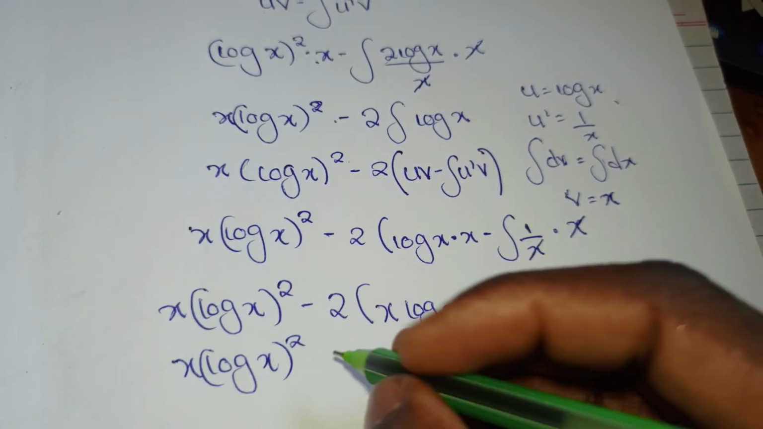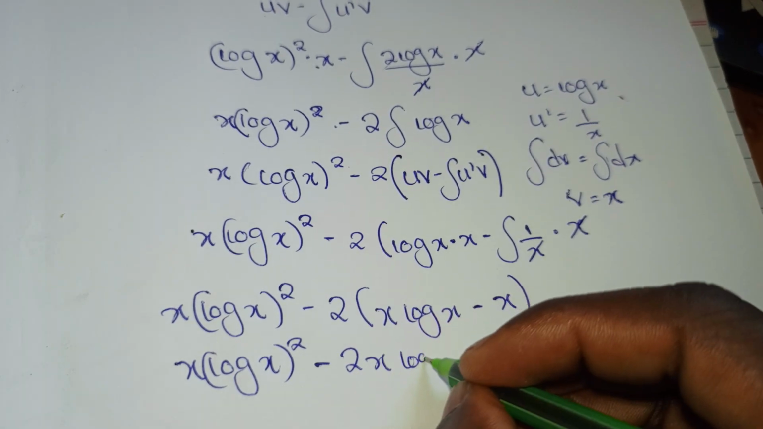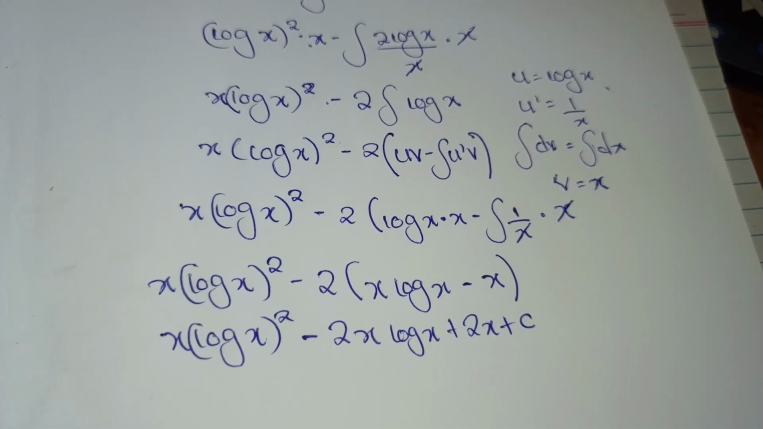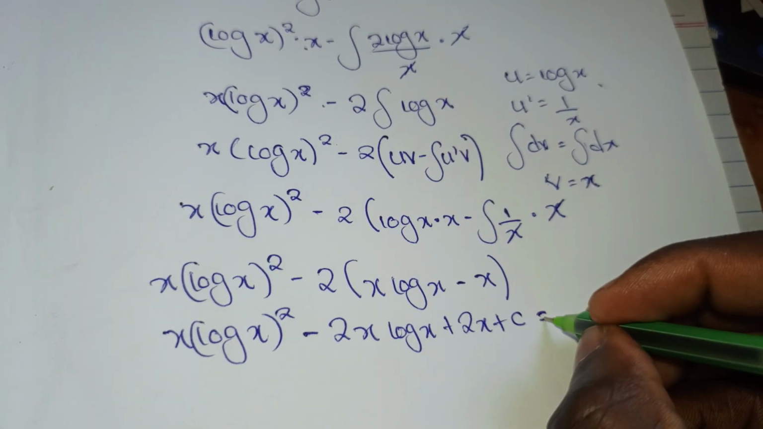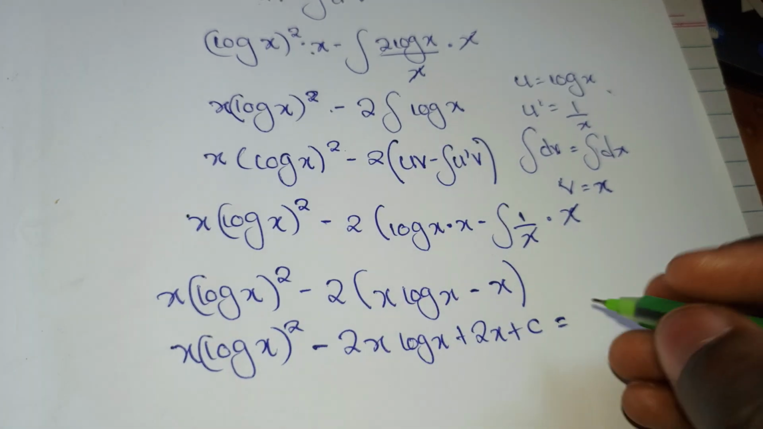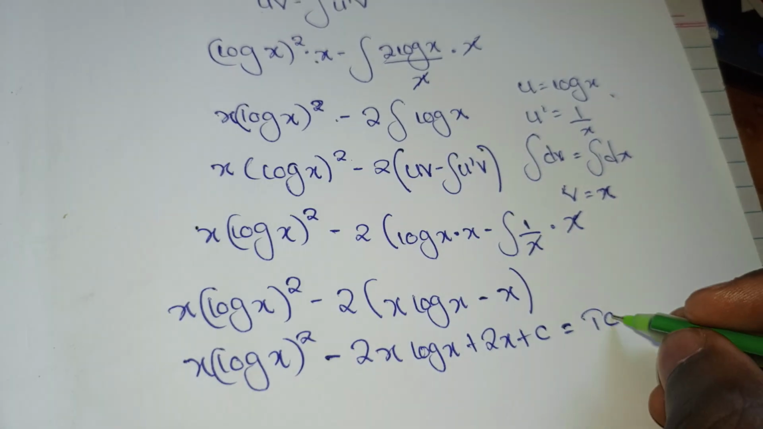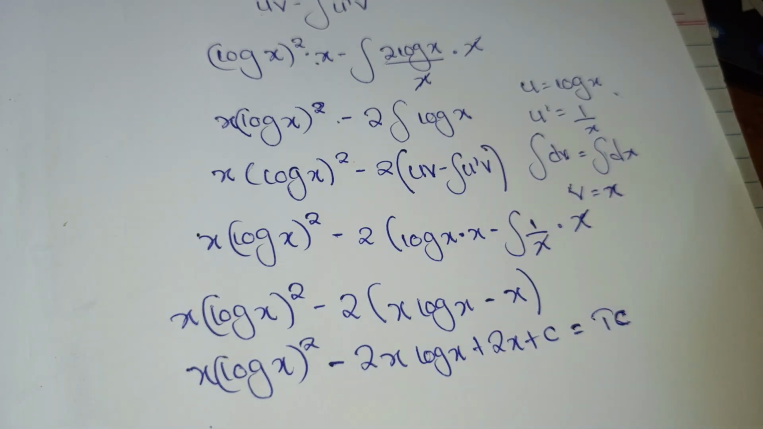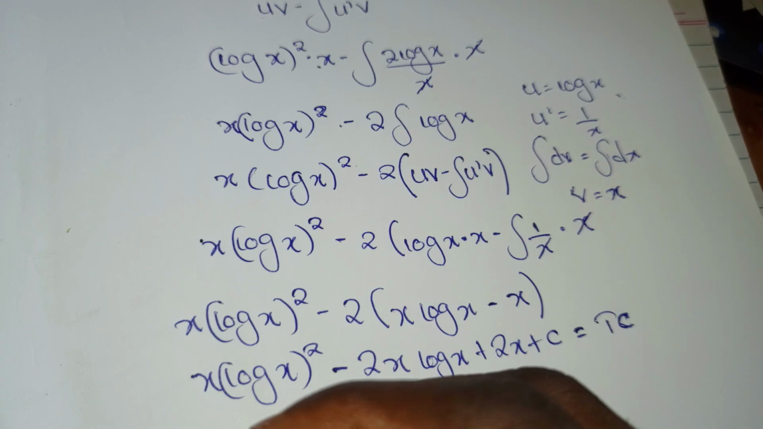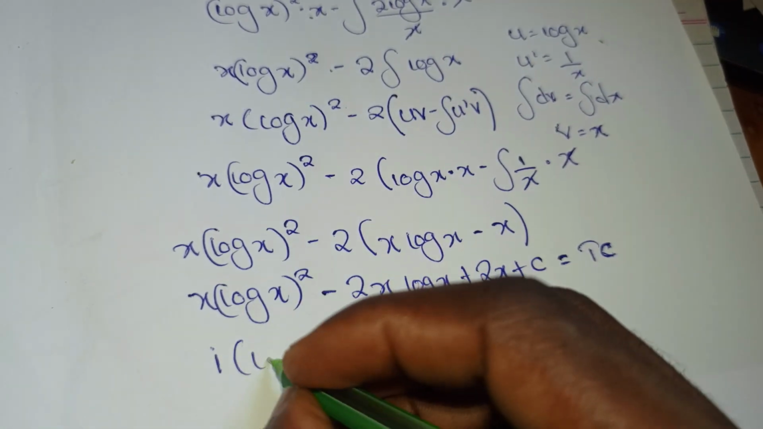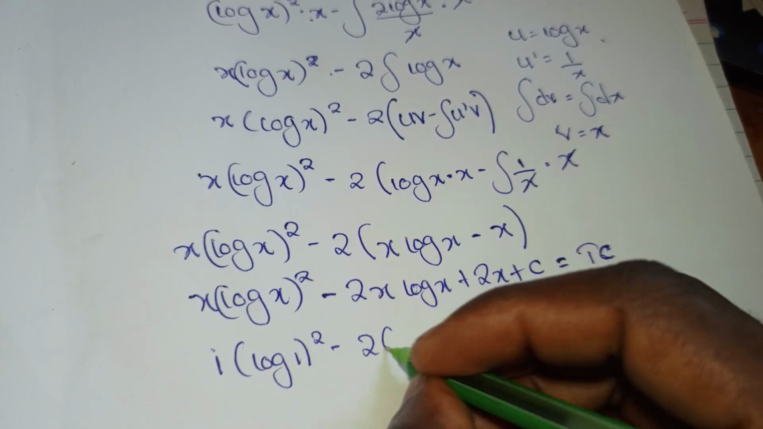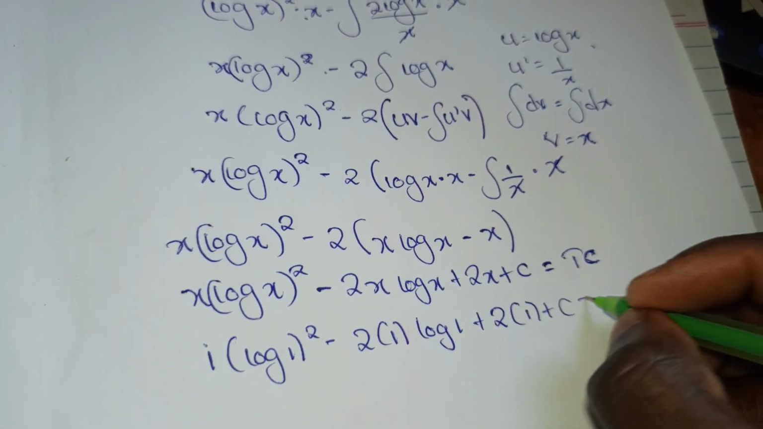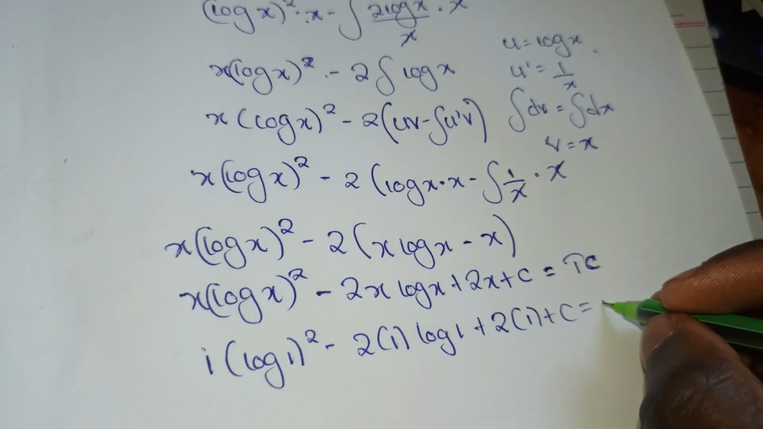Then we distribute the 2 with what is inside: minus 2x log x plus 2x plus the constant c, where remember we are told to find the constant of integration, and remember the integral of the marginal cost function gives you the total cost. So in this case x is 1. Remember they said that the cost of producing 1 unit is 22 kwacha, so the value for x in this case is 1 (log 1) squared minus 2 times 1 log 1 plus 2 times 1 plus c is equal to the cost of producing 1 unit, which is 22 kwacha.